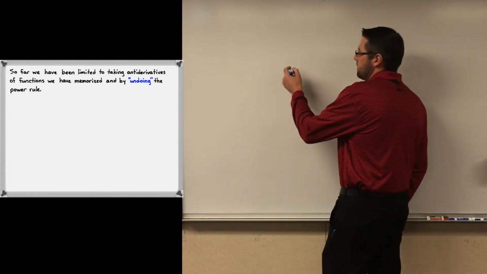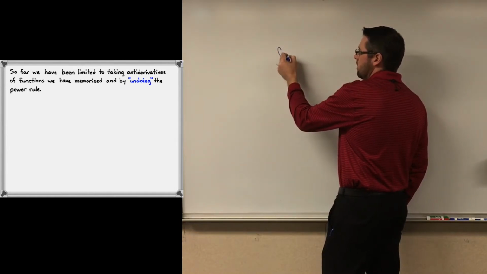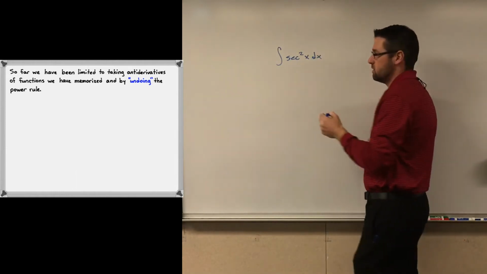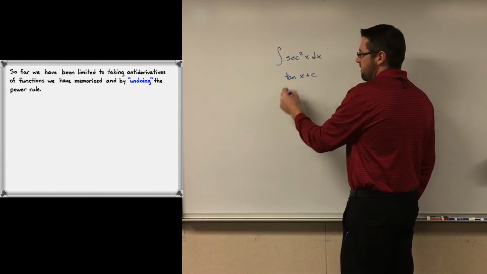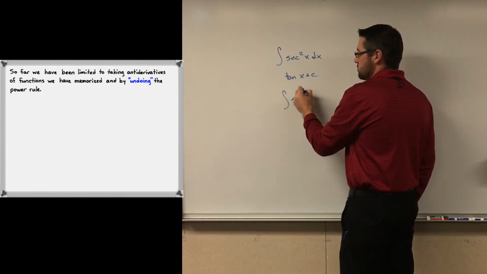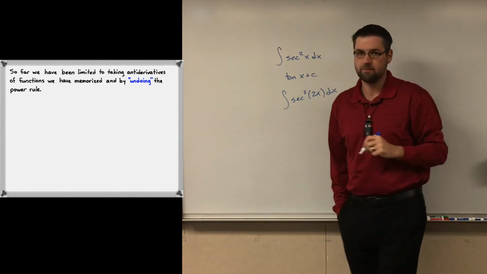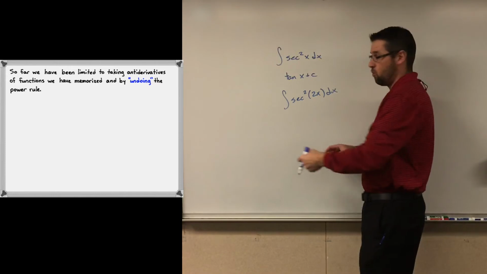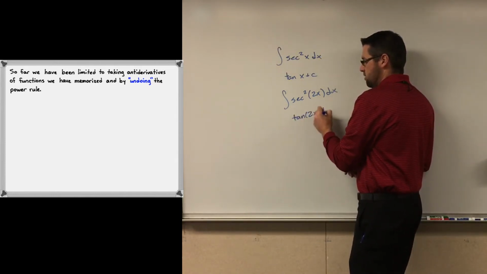So for example, if I want the antiderivative, the integral of secant squared x dx, what is it? Tangent of x plus c, right? But if I throw this at you and say secant squared of 2x dx, now it's not so convenient. I mean, obviously you would want to say what? Tangent of 2x and then plus c.